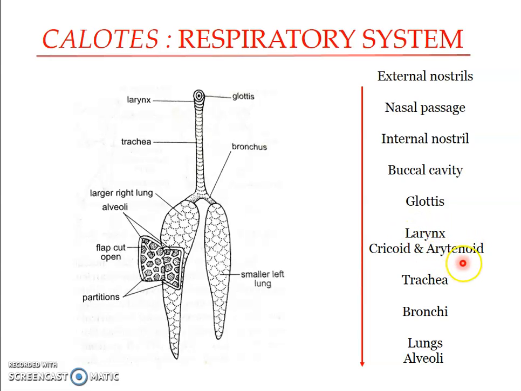The larynx is not well prominent as in the case of amphibians. In amphibians, obviously, we saw that the larynx has an important role in producing sound, isn't it? Especially during the making of the sexual call, the mating call, etc. Now this larynx opens into a narrow, elongated, cylindrical trachea.